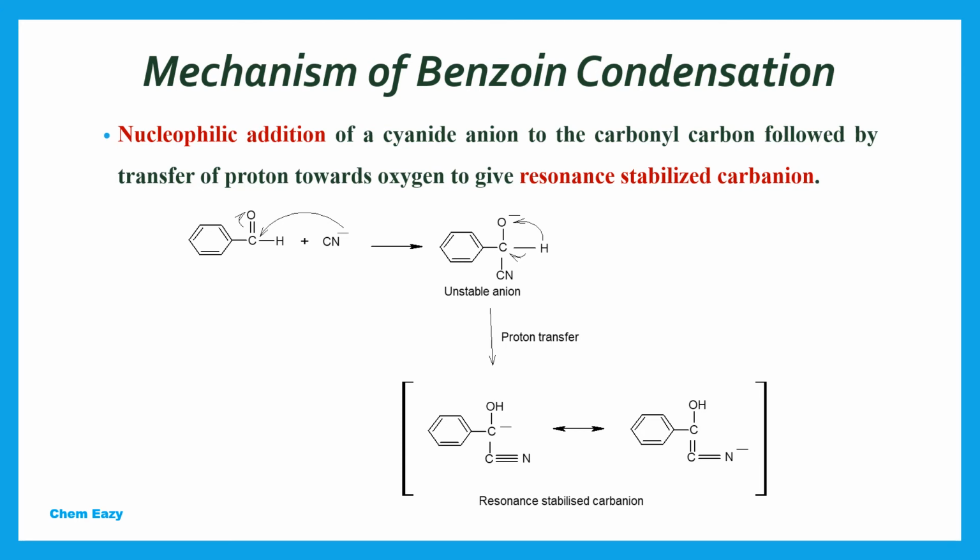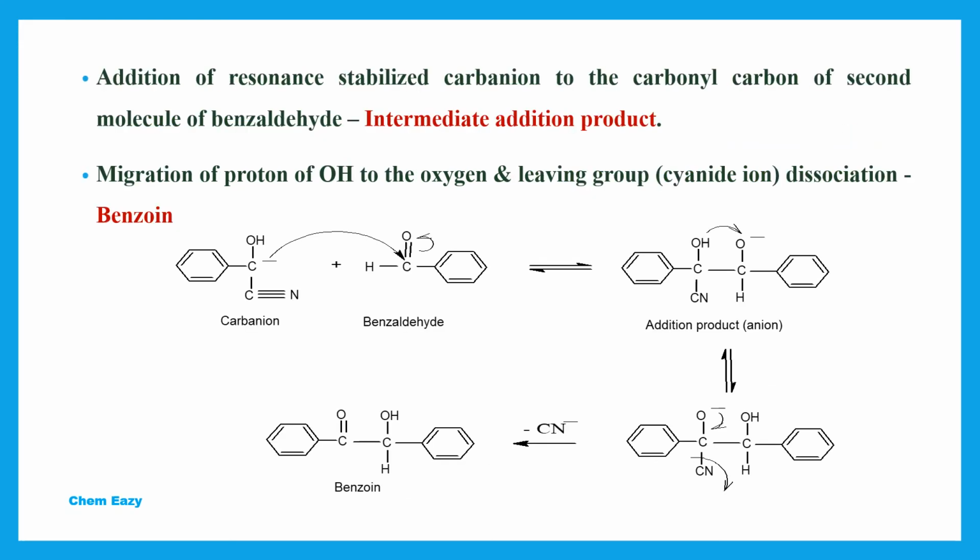Then there is a proton transfer, that is a proton is transferred to the negatively charged oxygen atom within the molecule itself and gives a resonance stabilized carbanion. In the next step, this resonance stabilized carbanion adds to the carbonyl carbon atom of the second molecule of aromatic aldehyde and produces a new anion, that is the intermediate addition product.